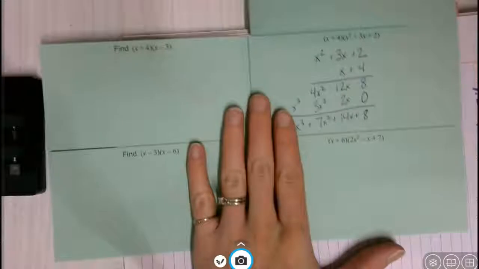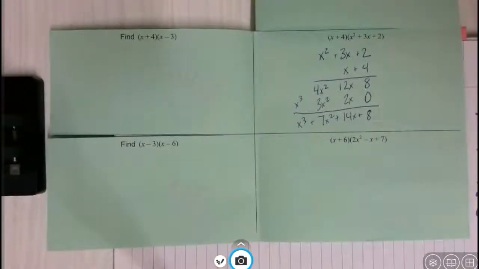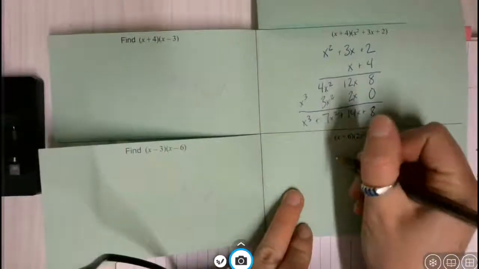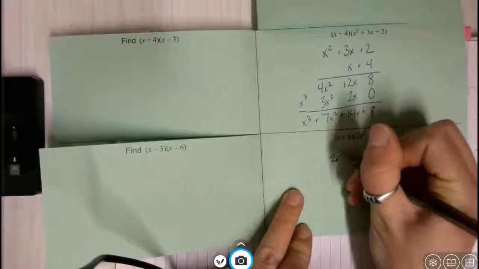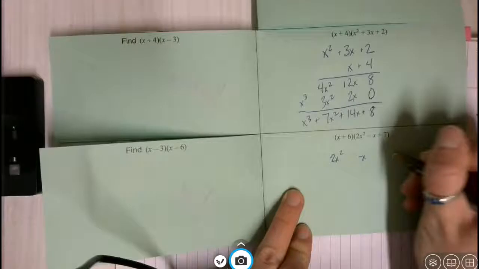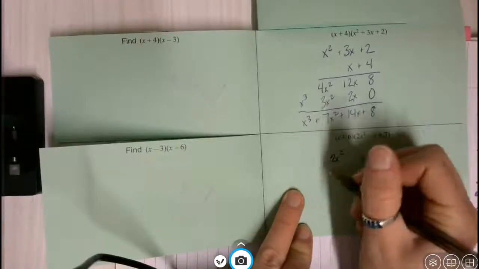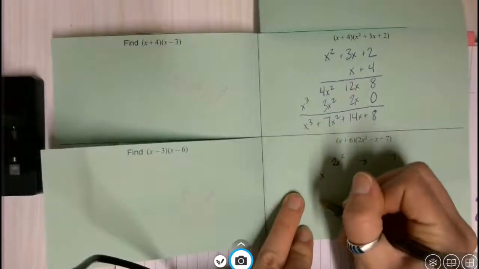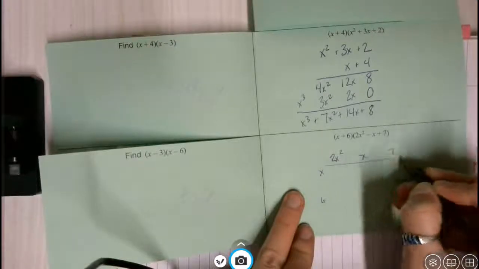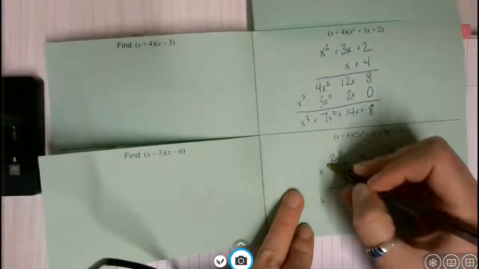Okay, so there's one other method that I want to look at, and that's the box method or the table method. Okay, so I'm going to put my large one on the top. So I've got 2x squared, I've got a negative x, and I've got a 7. And then going down the side, I have an x and I have a 6. So here's the table or the box.